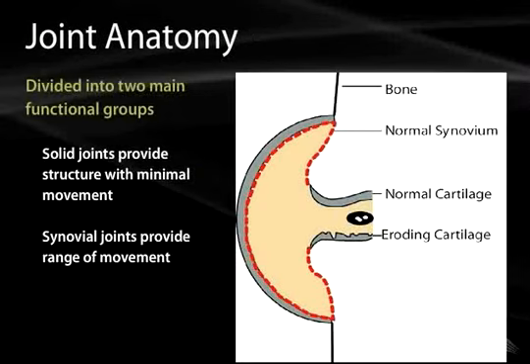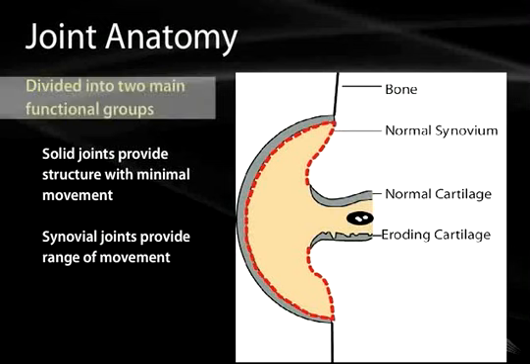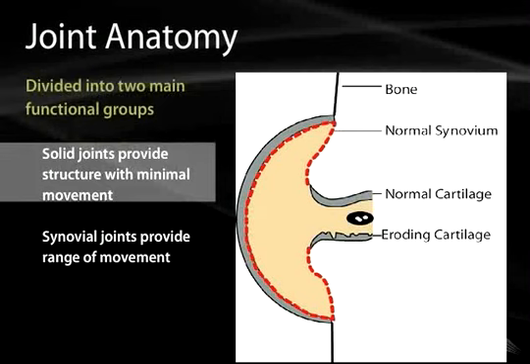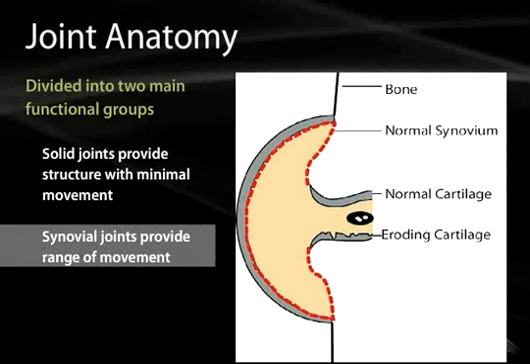Briefly, before we move into considering joint pathology, it is worthwhile to review the basics of joint anatomy. Joints, first of all, can be divided into two main functional groups. There are solid joints that provide structural support and allow for minimal movement. And then there are synovial joints, whose responsibility is to allow a limb to have a range of movement.